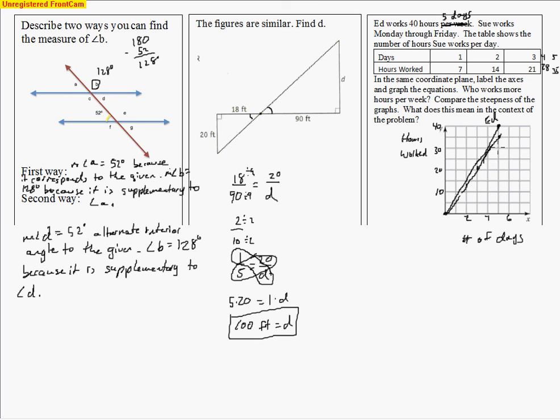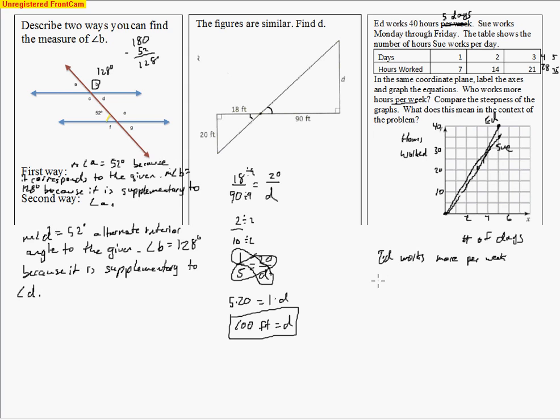And so you can see how Sue's line is less steep than Ed's. And so that helps us out. It says, who works more per week? Well, Ed works more. He works 40 hours. Sue only works 35. You can see it. After the 5 days, Ed is higher than Sue. So we'll say Ed works more per week.